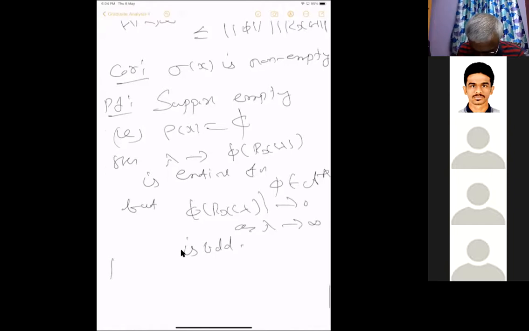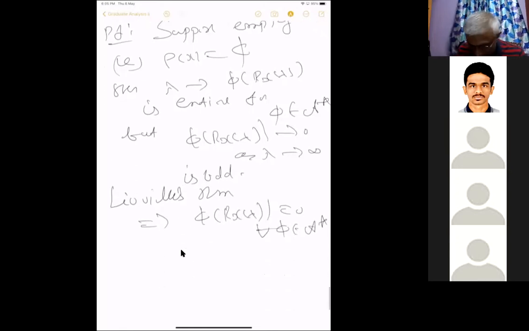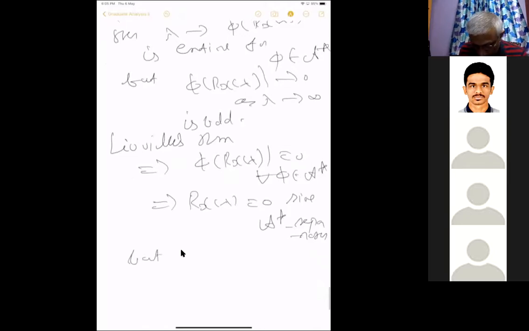So it's called Liouville's theorem. I hope all of you know this theorem. It implies that phi of R_x(lambda) equals 0, for all phi in A star. This implies R_x(lambda) equals 0 because A star separates points. But R_x(lambda) is invertible, so it cannot be equal to 0. So this is not possible.